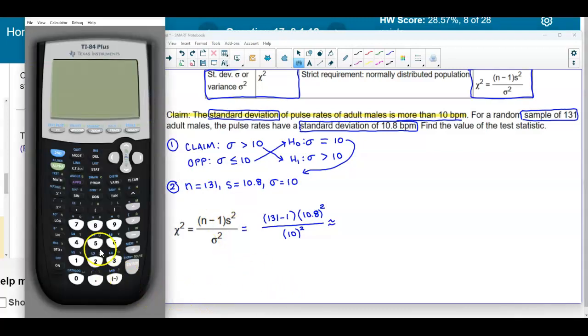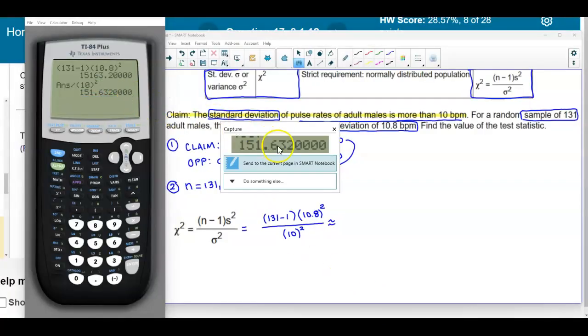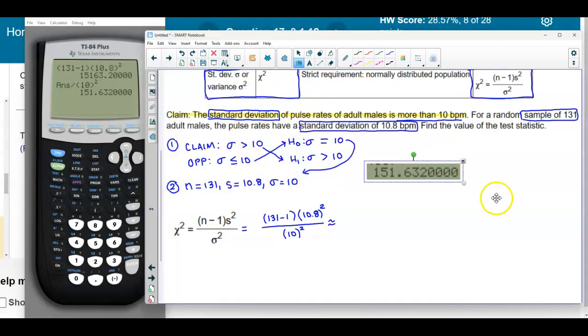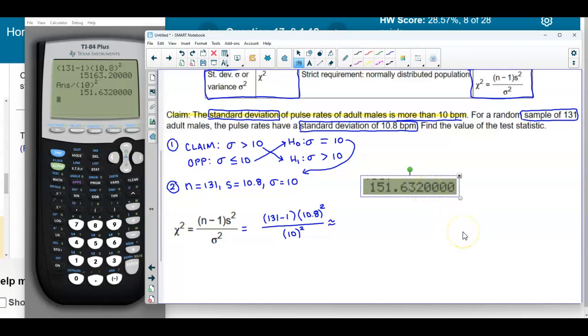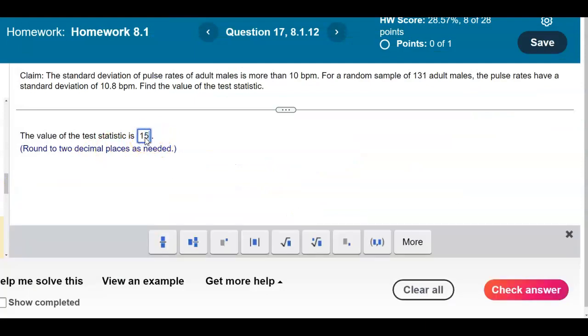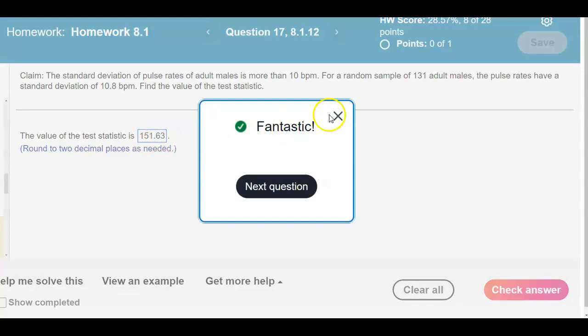So let's go ahead and do that. In our numerator, we have parentheses 131 minus 1, and then times 10.8 squared. Then we're going to take that number and divide it by 10 squared, and that gives us this result. Now, like it said, they want us to round that to 2 decimal places. So the chi-squared test statistic is going to be 151.63. Let's put that in here: 151.63. Check our result, and there is our answer.